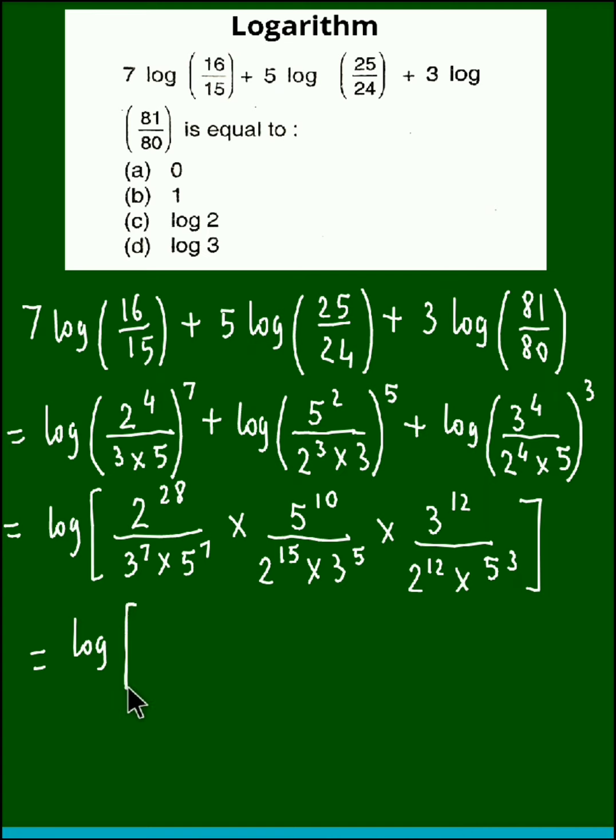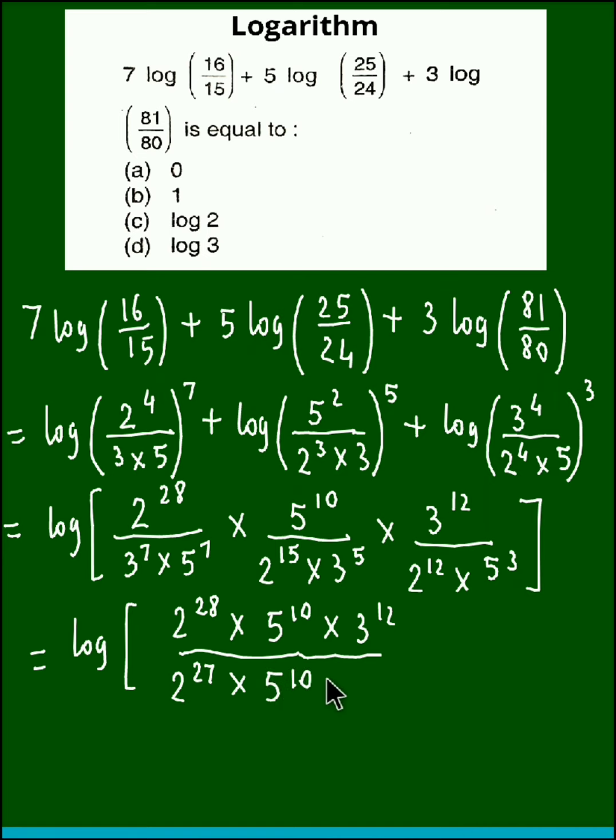So what we get here is in the numerator we have 2 raised to 28 into 5 raised to 10 into 3 raised to 12. The whole thing divided by, now again in the denominator we use laws of indices, 2 raised to 15 into 2 raised to 12 is 2 raised to 27 into, let's check with the powers of 5, 5 raised to 7 into 5 cube. 7 plus 3 is 10. So we have 5 raised to 10 into 3 raised to 7 into 3 raised to 5. So 7 plus 5, that's 12. So we have 3 raised to 12.